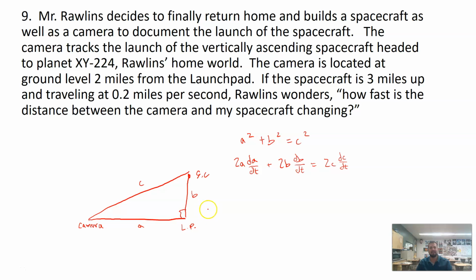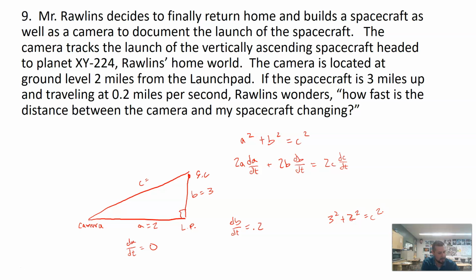Now let's look at all of the things that are happening at that instant. The spacecraft is traveling at a rate of 0.2 miles per second, so dB/dt is 0.2, because that's how fast the spacecraft is moving. We also know at that time it's 3 miles up, and this is always 2 miles right here. Because the distance between the camera and the launch pad is never changing, dA/dt is 0. So all I really want to know is dC/dt. In order to find that, all I need is C. To find that, we're just going to use the Pythagorean theorem. I'm going to say 3 squared plus 2 squared is equal to C squared.